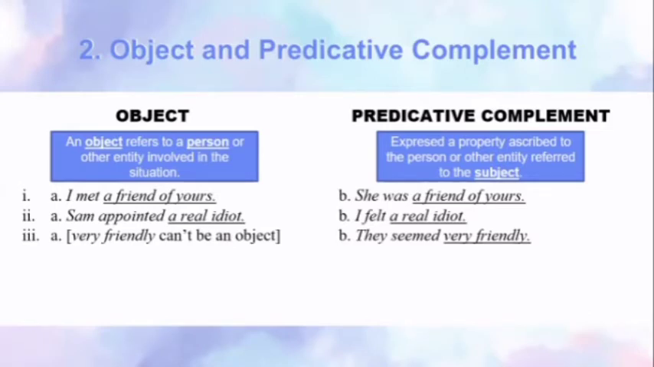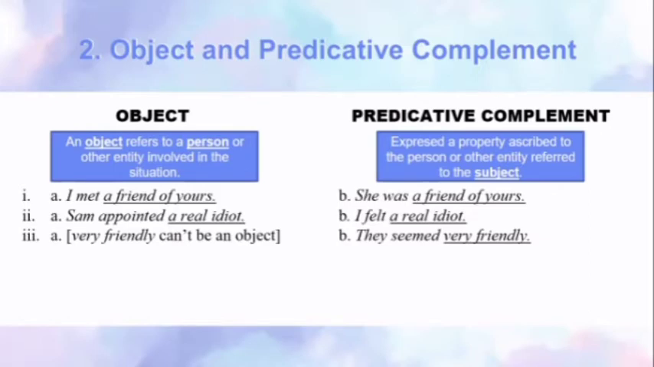Refer to the subject and the object. There was a situation that the subject and the object are interacting. Just the same as Sam appointed a real idiot. The situation is involving Sam and a person described as a real idiot.